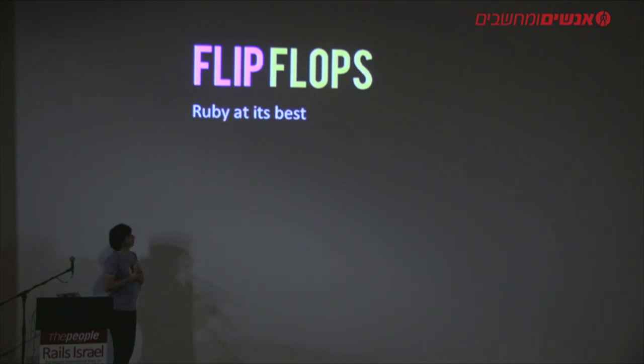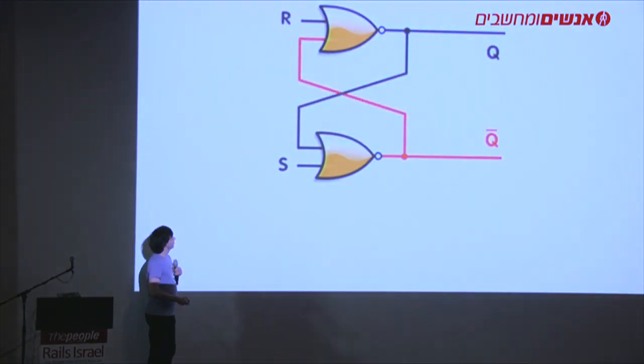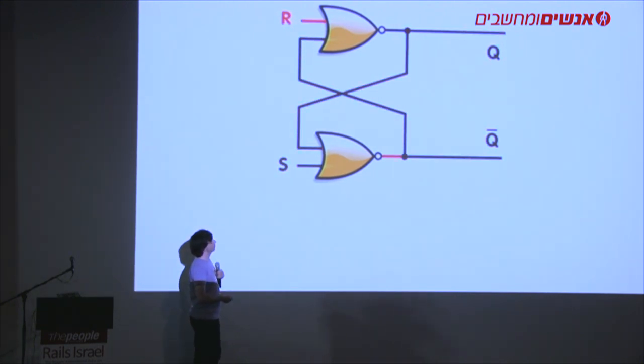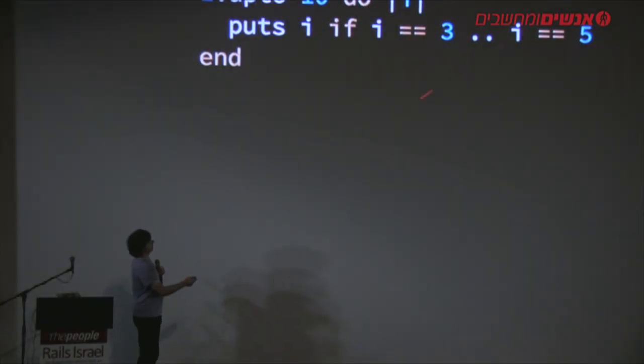Flip-flops are named after these things. Those are one of the basic units, usually built from transistors in your computer. They're basically a one-bit memory cell. So it's not just the current input, but also the last state. And flip-flops in Ruby look like that.